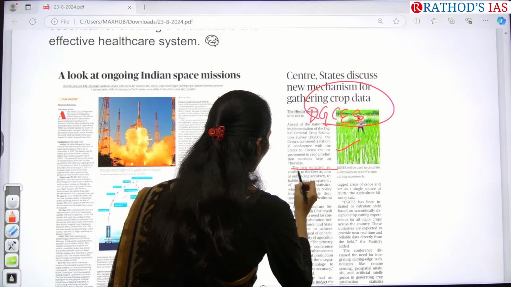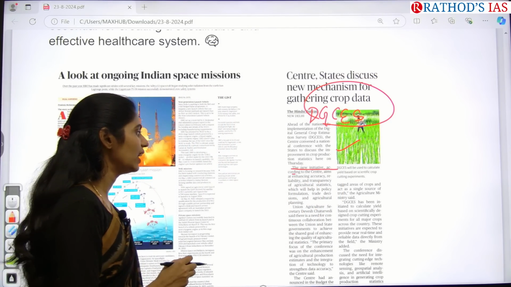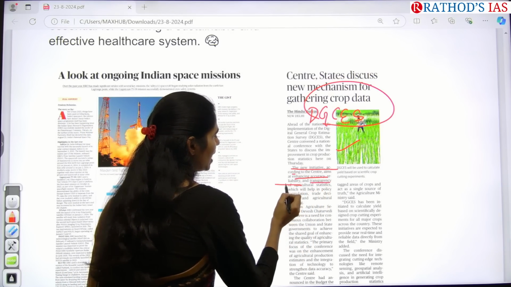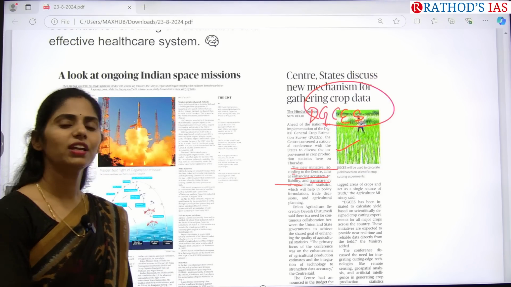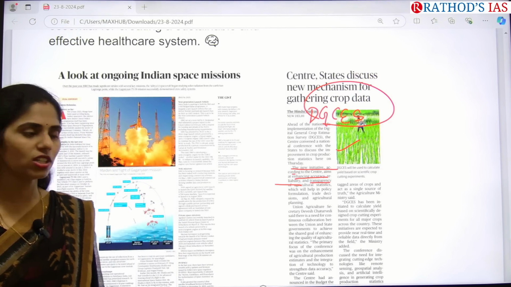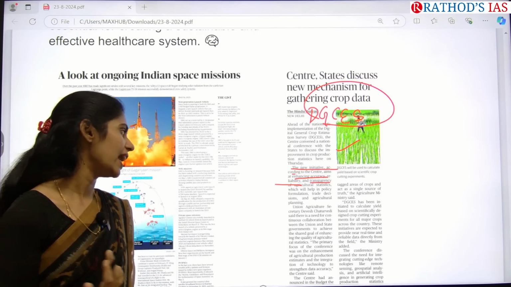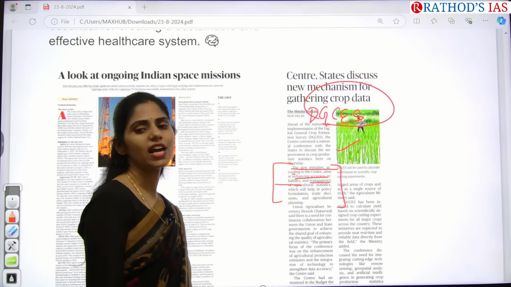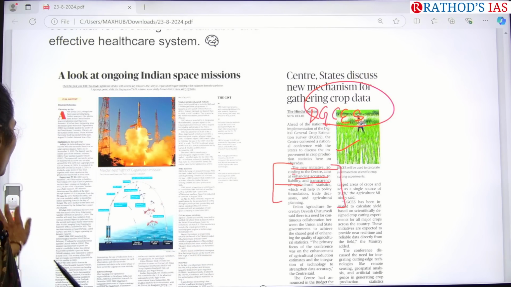The important aim of this DGCES is to enhance accuracy and to increase reliability and transparency of agriculture statistics. That will be very helpful for policy implementation, and it will also be helpful for trade as well as agriculture planning. So this paragraph is very important. There is a high chance of getting a question regarding this DGCES in your prelims.